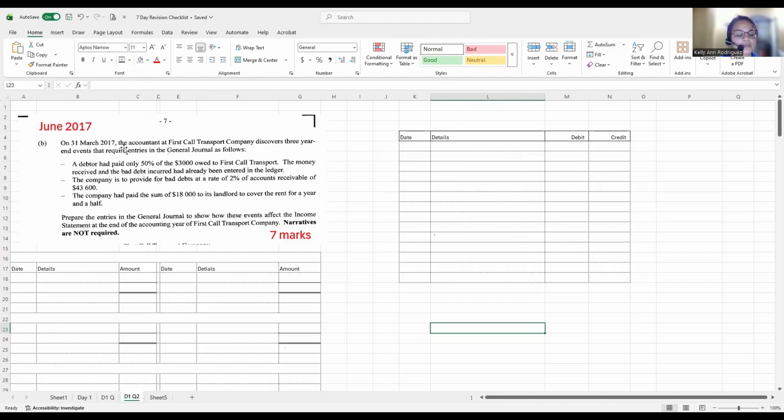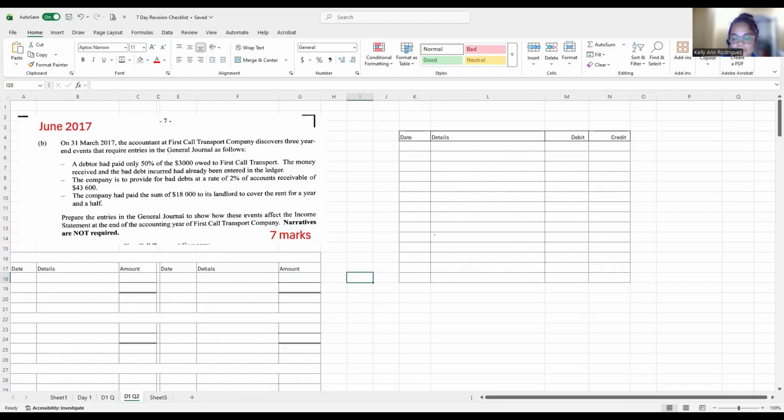On 31st of March 2017, the accountant of First Call Transport Company discovered three year-end events that require entries in the general journal as follows. A debtor had paid only 50% of the 3,000 owed to First Call Transport. The money received and the bad debt incurred had already been entered in the ledger. So they already entered the receipt into the ledger account. All that is required now is for you to do your bad debts entry.